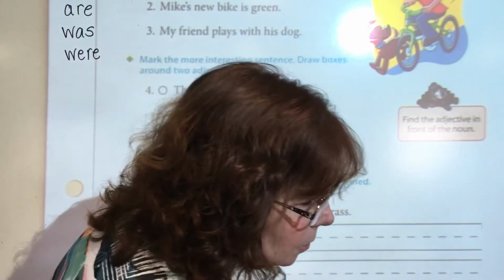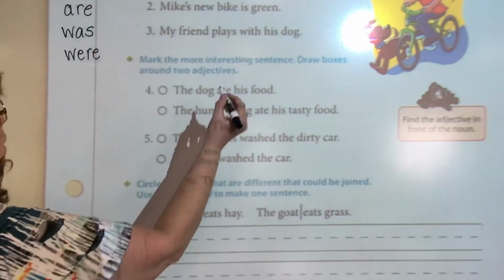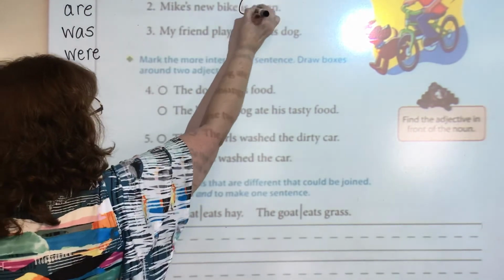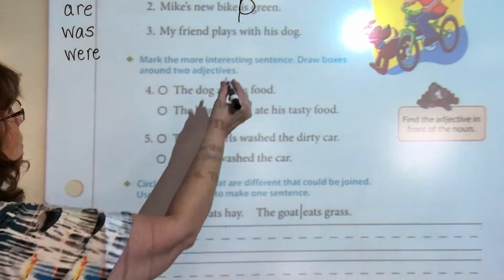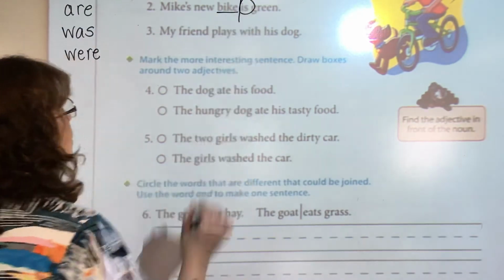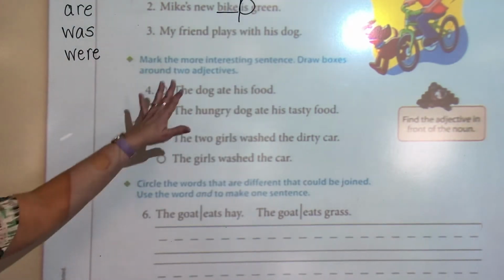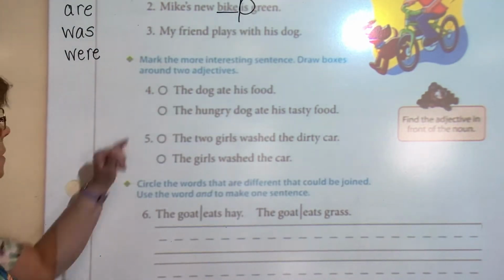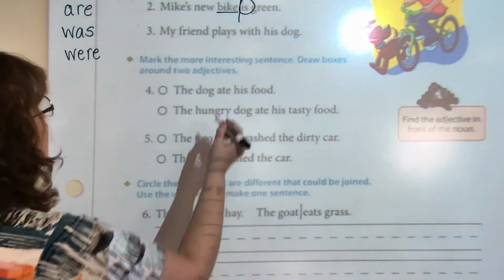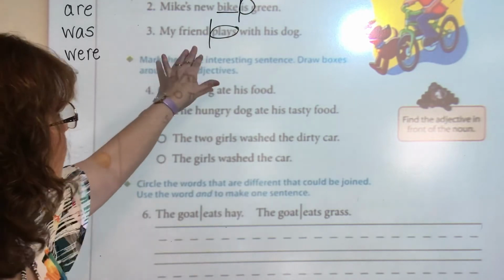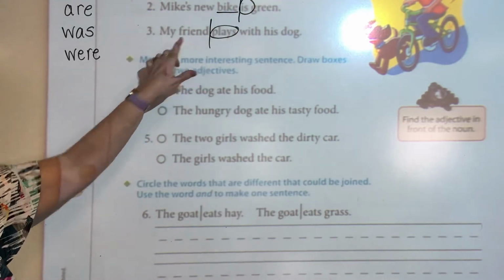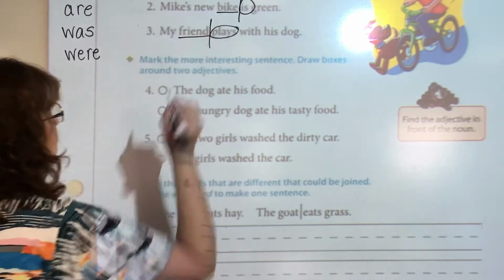Mike's new bike is green. Let me make sure I'm doing this right. Okay. Is our linking verb. We draw a line between our subject and our predicate. And then bike is the main word. My friend plays with his dog. What does my friend do? Plays. So plays is our verb. Who plays? My friend. And friend is the main word in the subject.